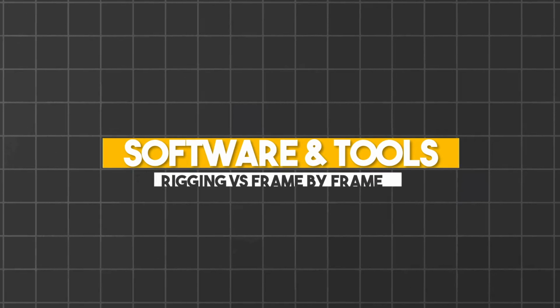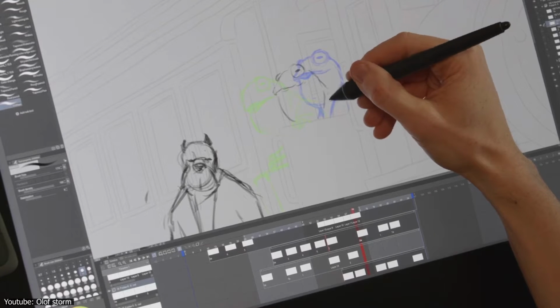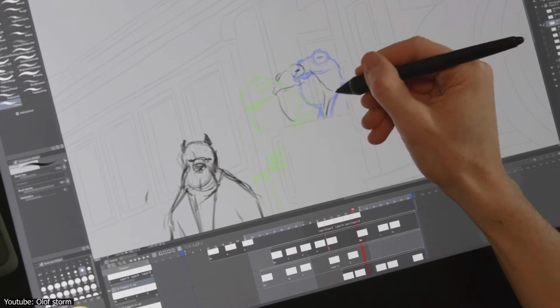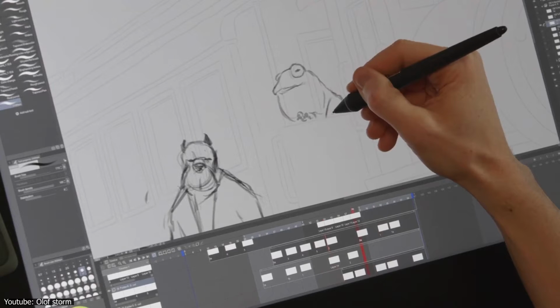Software and tools used for each. Usually, any software that is dedicated for 2D animation contains tools for both frame-by-frame animation and rigging animation. But of course, some are more specialized in one thing than the other.